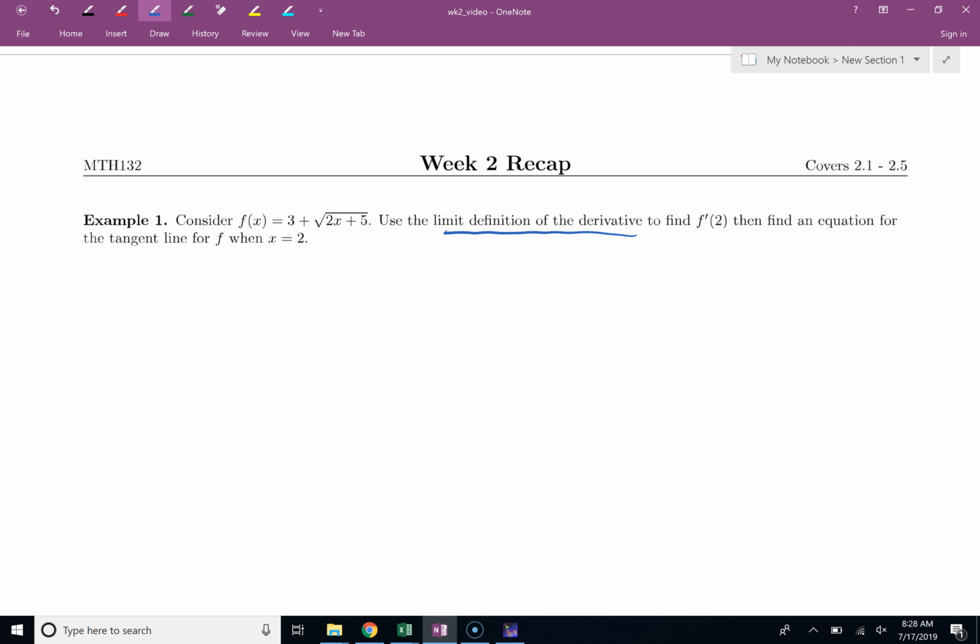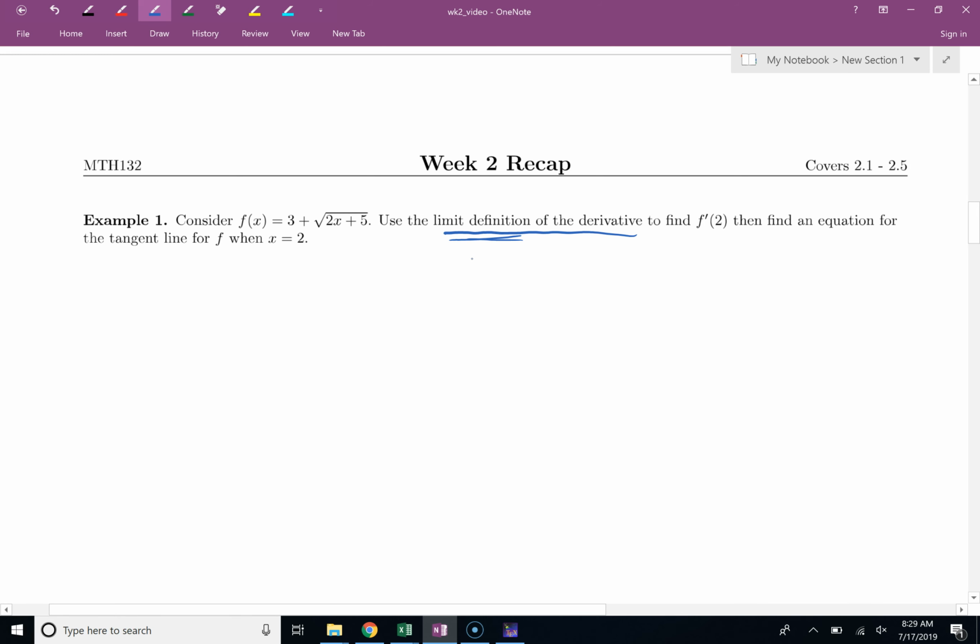In fact, on many of the previous exams, and even on the final exam, I've seen questions that say use the limit definition of the derivative in order to calculate some derivative. If you use rules or anything like that, you don't receive any credit. So it is very important, not only moving forward but also for our assessments and exams, to remember the limit definition of the derivative.